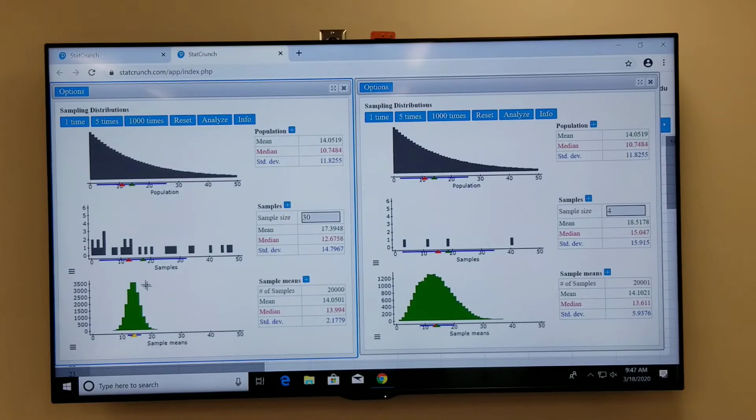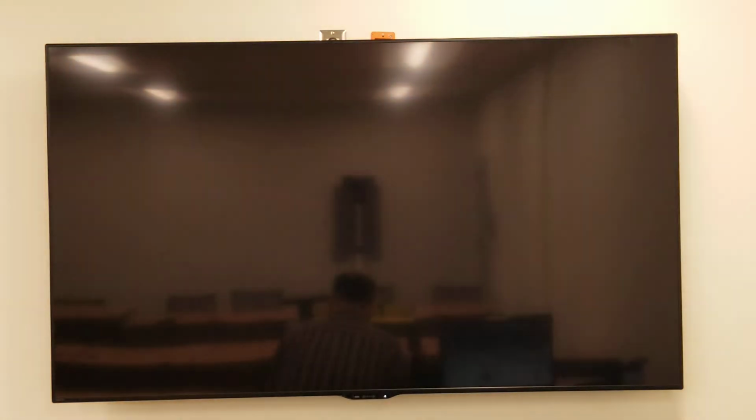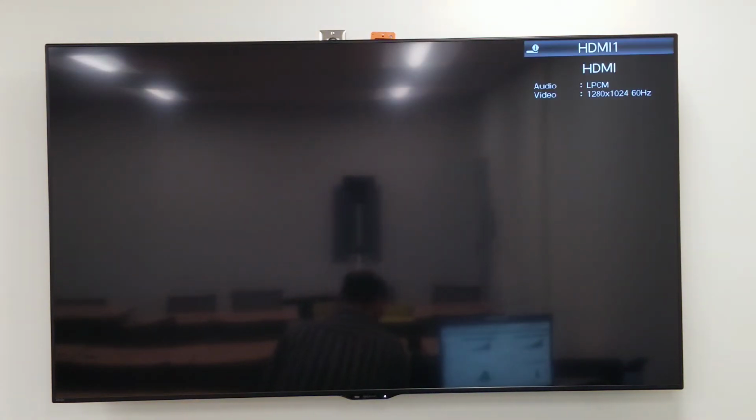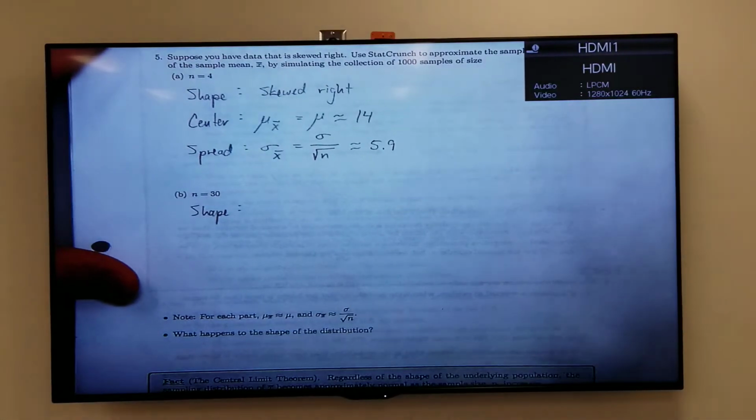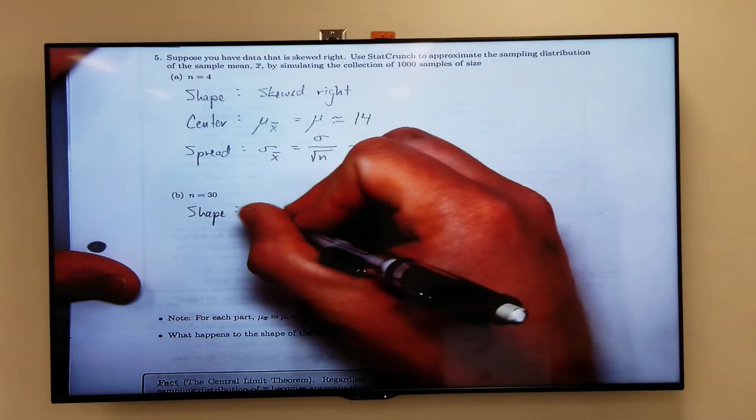But notice the shape of the distribution. This thing is pretty darn symmetric. This is bell-shaped now. We don't have any kind of right skewing going on anymore. This is just a perfectly symmetric bell-shaped distribution. So that's worth writing down for sure. The shape of this distribution, when n is 30, is bell-shaped again.